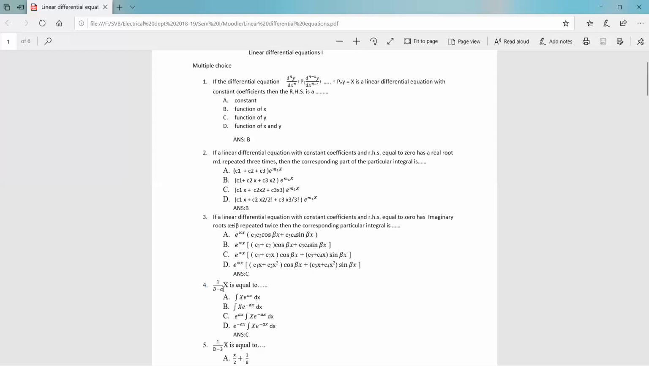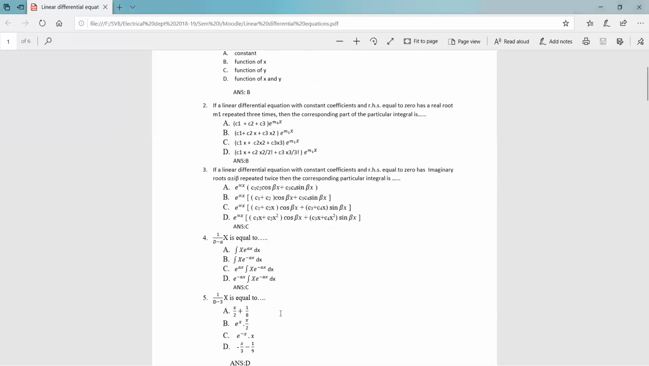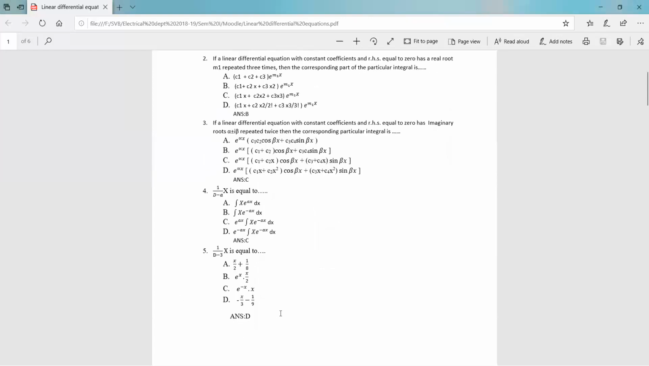So the answer for this question is e raised to a x into integration x into e raised to minus a x dx. Now whenever there is a plus sign, that means 1 upon d plus a x is nothing but this. If here is a plus sign, this answer is correct. Whenever there is a negative sign, then C answer is correct. Now see question number 5.